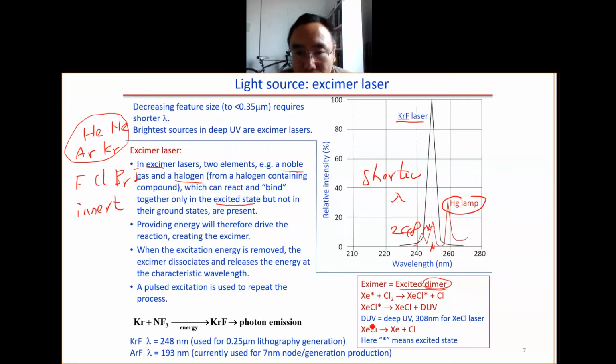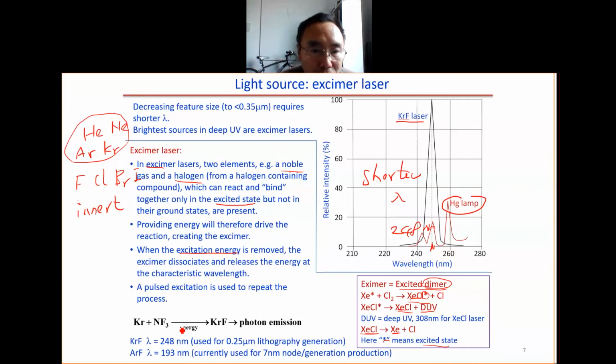For example, here we have xenon chloride. This one is not stable, it will fall apart, because this noble gas cannot form a compound with chlorine. But in this excited state, the star means excited state, it can form the compound. So we need some excitation energy, electrical energy, to excite it to the excited state. But this state is not stable. It goes to the ground state and emits the UV light. This ground state is not stable. It falls apart into two components. So this is the idea of the excimer laser.